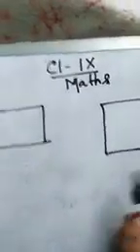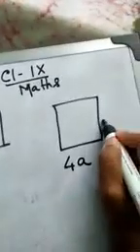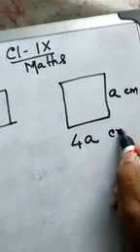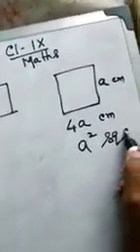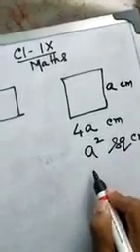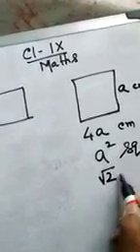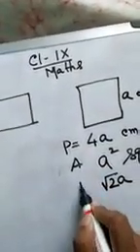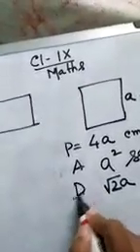You know the square's formula for the perimeter is 4a. If a is the side in centimeters, then it is also 4a centimeters. Area is equal to a square centimeters, and the diagonal is equal to root 2 a. So it is for the perimeter, it is for the area, it is for the diagonal. Diagonals we normally denote with capital D.